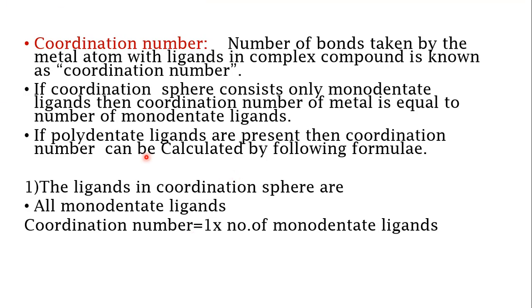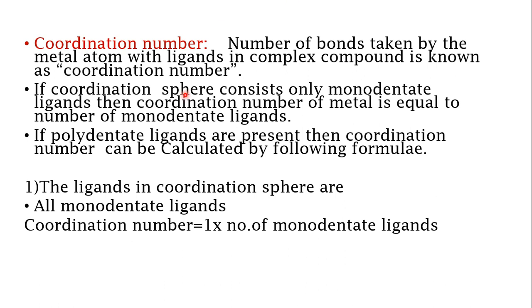Next you have calculation of coordination number. Coordination number is defined as the number of bonds taken by the metal atom with ligands in a complex compound. In the earlier class I mentioned coordination number. Now we will see how to calculate it. If the coordination sphere consists only of monodentate ligands, then the coordination number of the metal is equal to the number of ligands present.